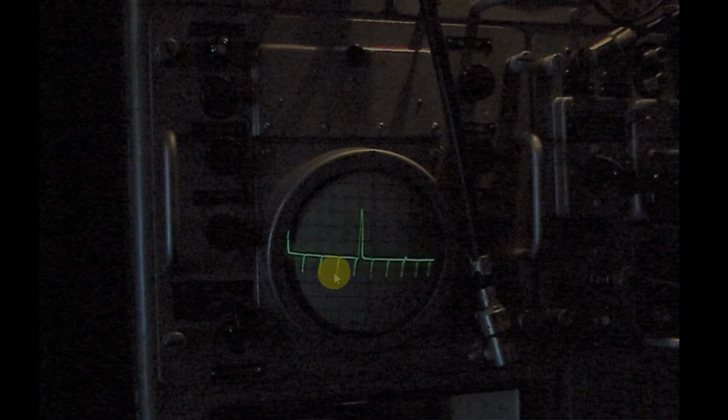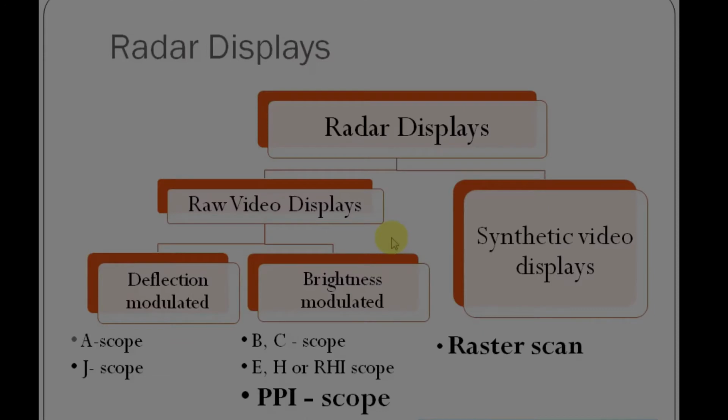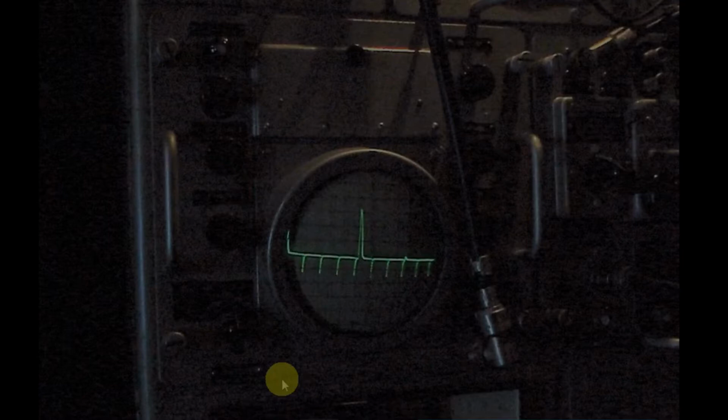This is the first display, which we call the A scope. The popular radar displays are the A scope, B scope, C scope, J scope, E, H scope, and PPI scope. Right now all the radars have the PPI kind of scope, which is synthetic. So let's take a look at the A scope display.